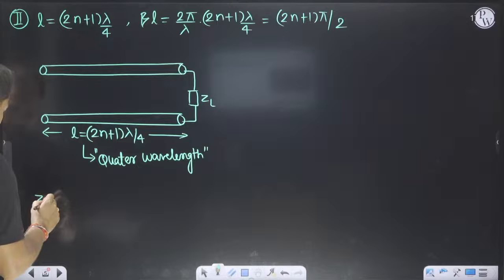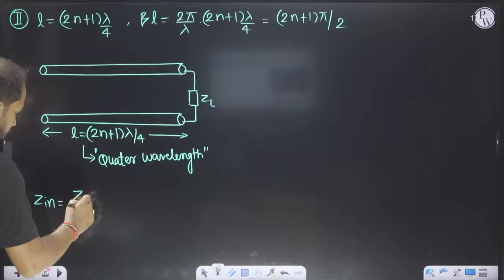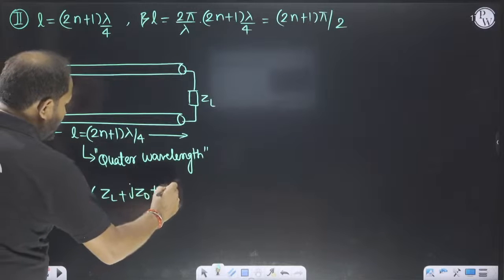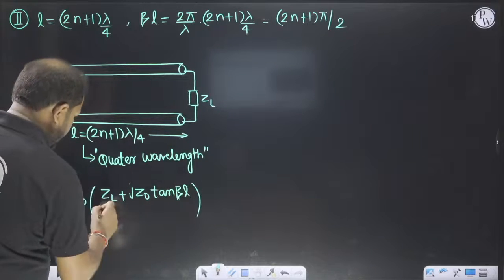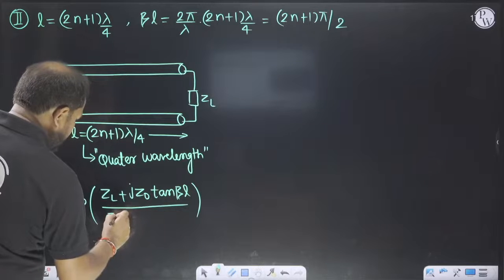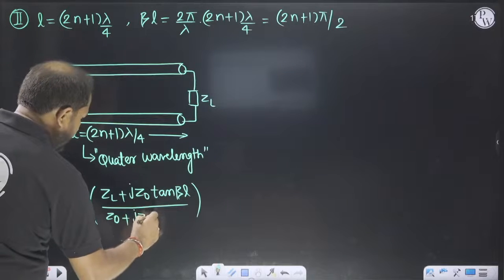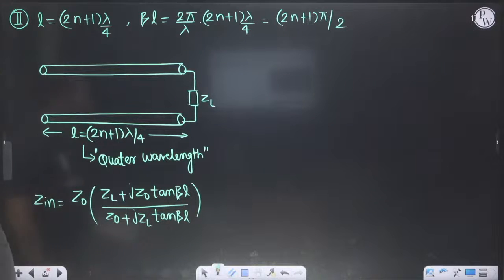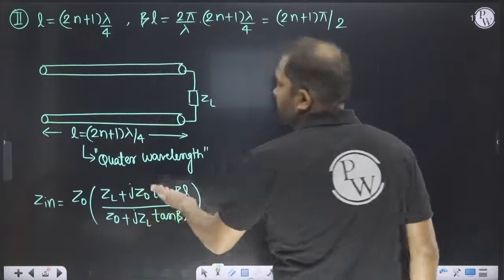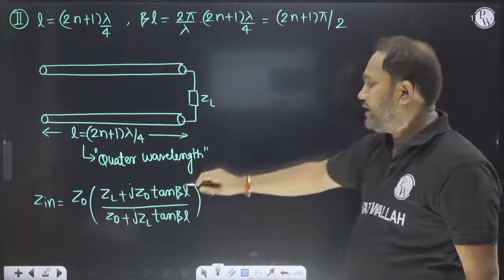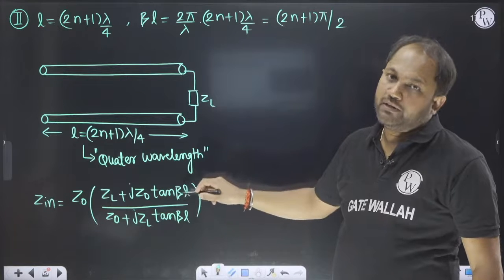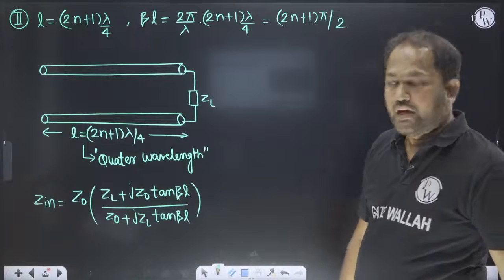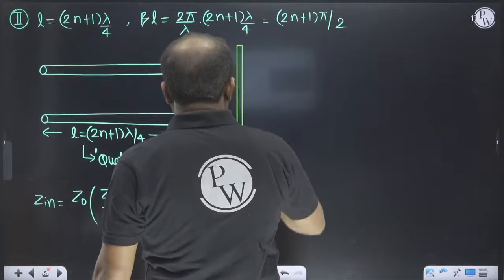Then the formula for Zin for a lossless transmission line is Z0 times (ZL plus jZ0 tan beta L) divided by (Z0 plus jZL tan beta L). But at pi by 2, 3 pi by 2, tan beta L is infinity, so the ratio will be infinity by infinity and we cannot get the value. So I will take the limit.